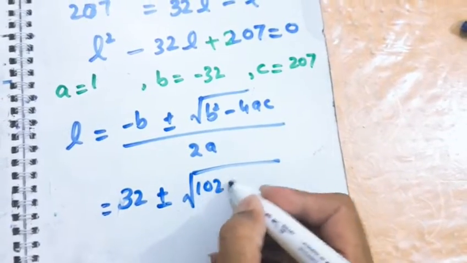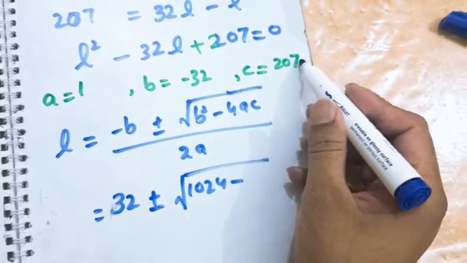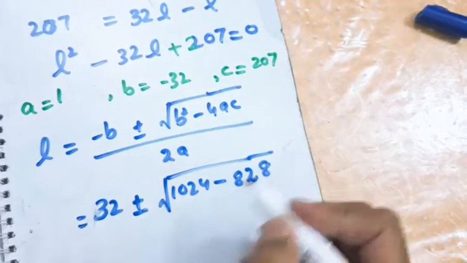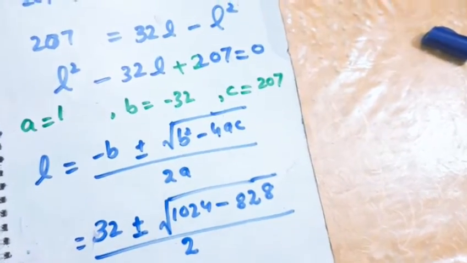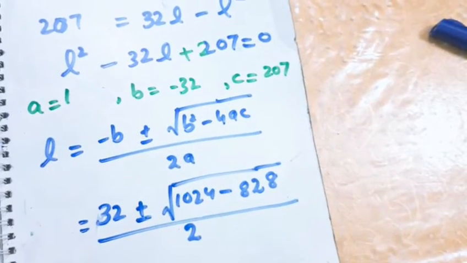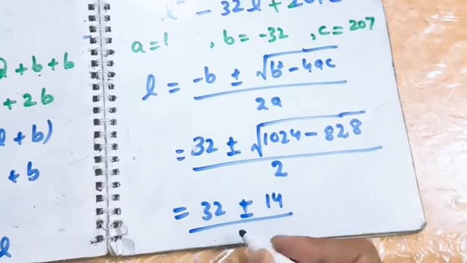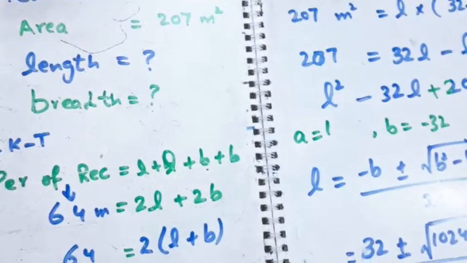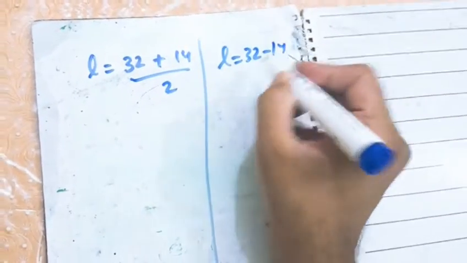32's square is actually 1024, minus 4 multiplied by 1, 4 ones are 4, and after multiplying with 207, 4 sevens are 28, 4 zeros are 0, add 2, 4 twos are 8, so 828. Let's subtract it and then take the square root. After subtraction, I got 196 and its square root will be 14. So I have 32 either plus or minus 14, then divided by 2. So L is equal to 32 plus 14 divided by 2. L is equal to 32 minus 14 divided by 2.